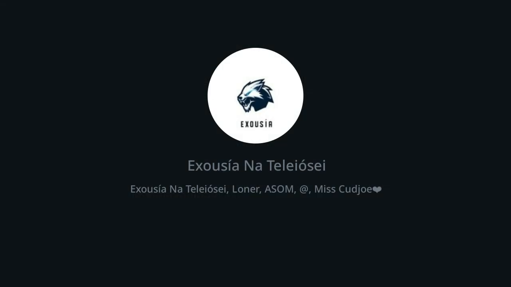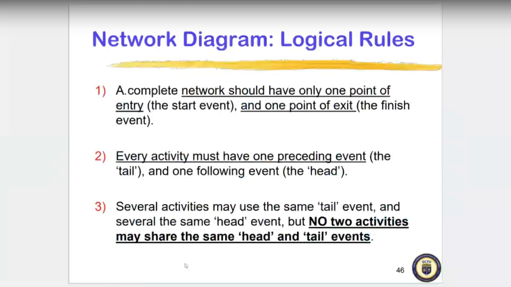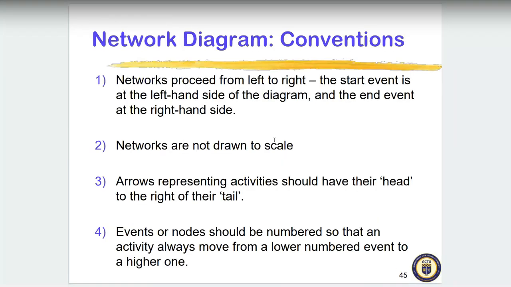Events or nodes should be numbered so that an activity always moves from a lower numbered event to a higher numbered event, as you can see here. Because here you can't move from 2 to 1. You can't loop from 2 back to 1 again. We have to continue. So these are some of the rules or the conventions that we are following. Okay, I think this is an old slide.